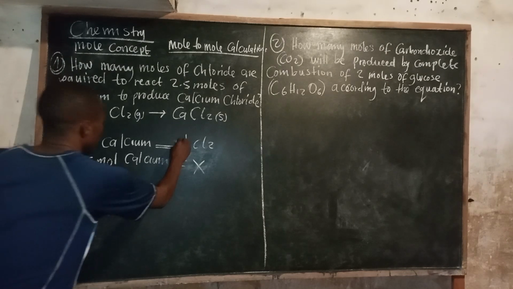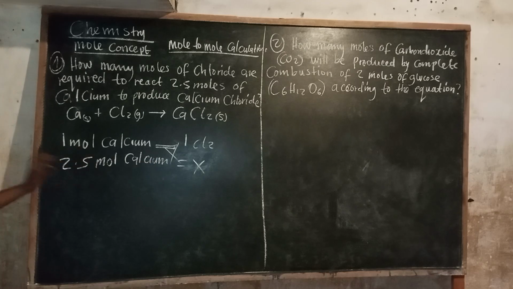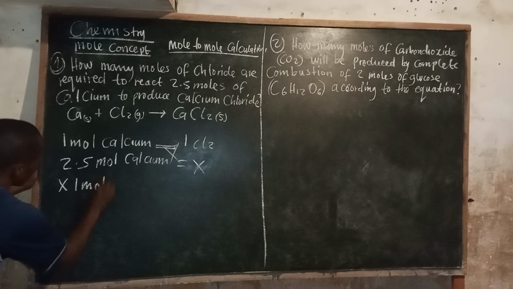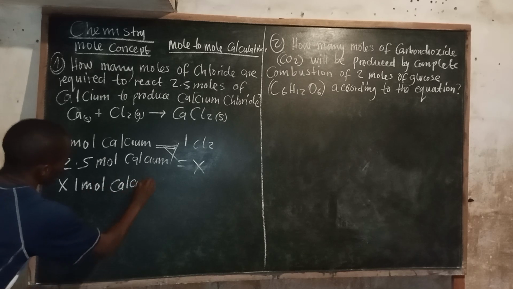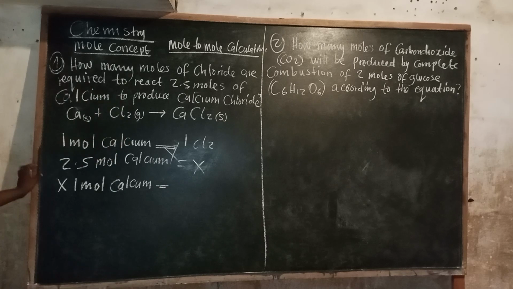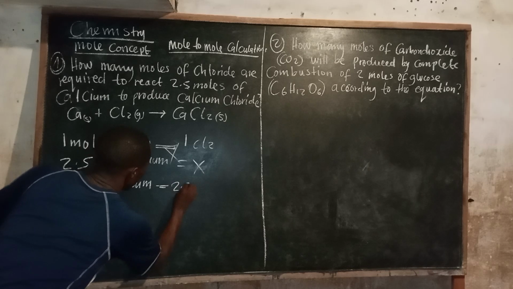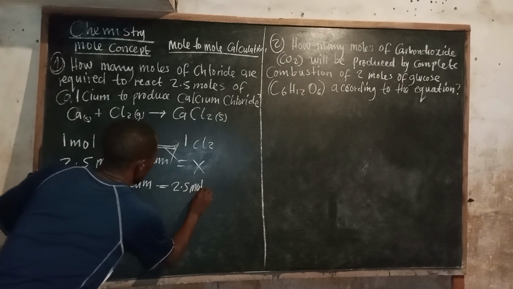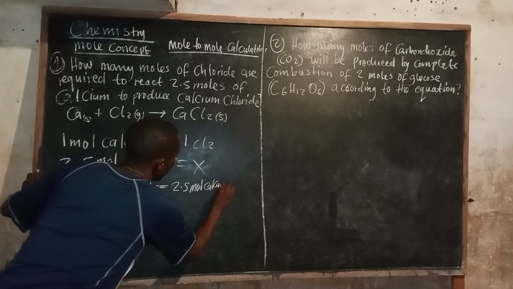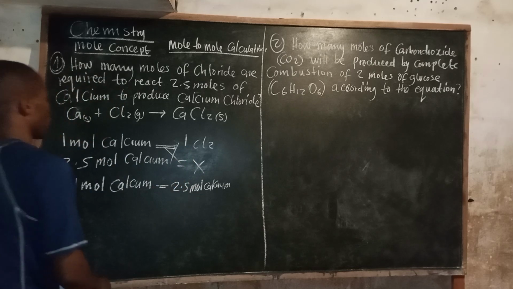So how are we going to find? Here we cross multiply. That is the direct proportion. So X times 1 mole of calcium. So X, 1 mole calcium. Okay, I've multiplied. Then equals 2.5 moles of what? Calcium times 1 mole of what? Chlorine.